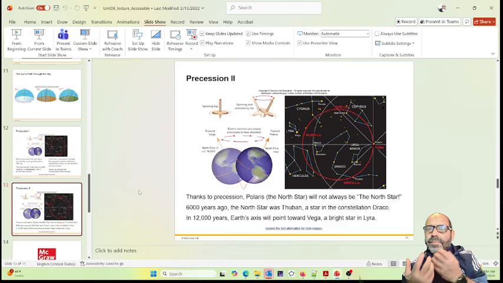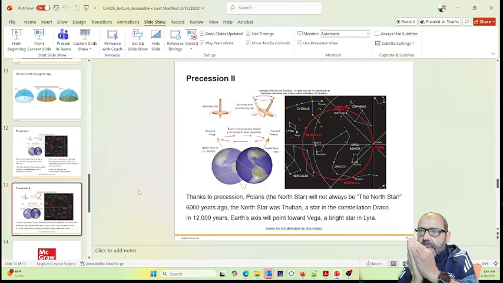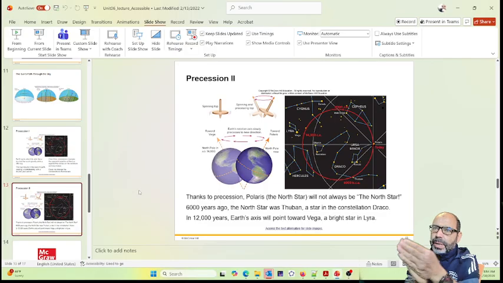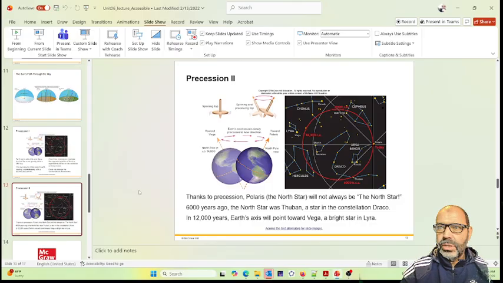So again, all of this has to do with the motion of the Earth around the Sun, and the fact that it's tilted, and this tilt is actually also spinning, taking about 26,000 years to complete a full cycle.